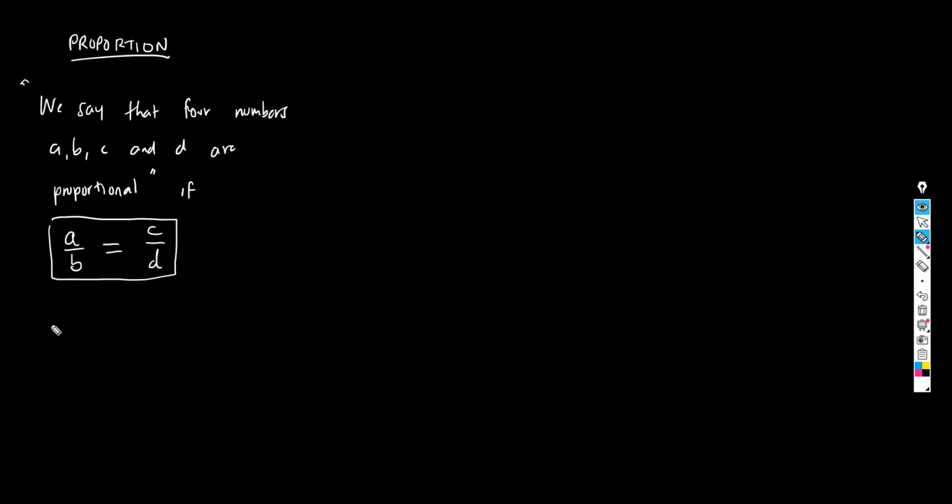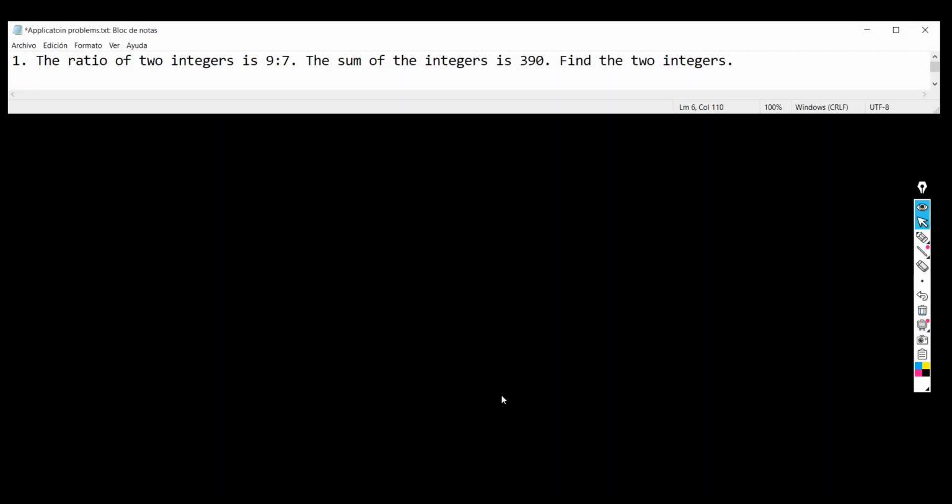Another way to put this: the ratio of A to B is the same as the ratio of C to D. These two expressions say the same thing with different symbols. So that's what we mean by a proportion. A proportion is constructed with four numbers, A, B, C, and D, and basically you can see it as an equality or an equation between two ratios. Now let's solve some application problems regarding ratios.